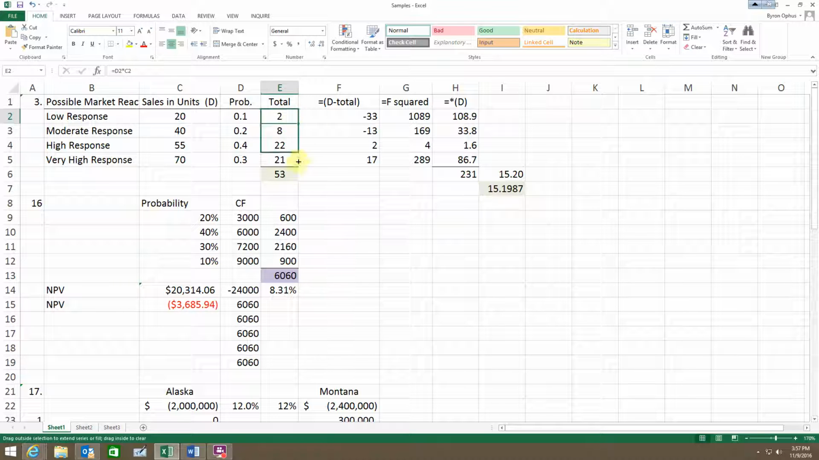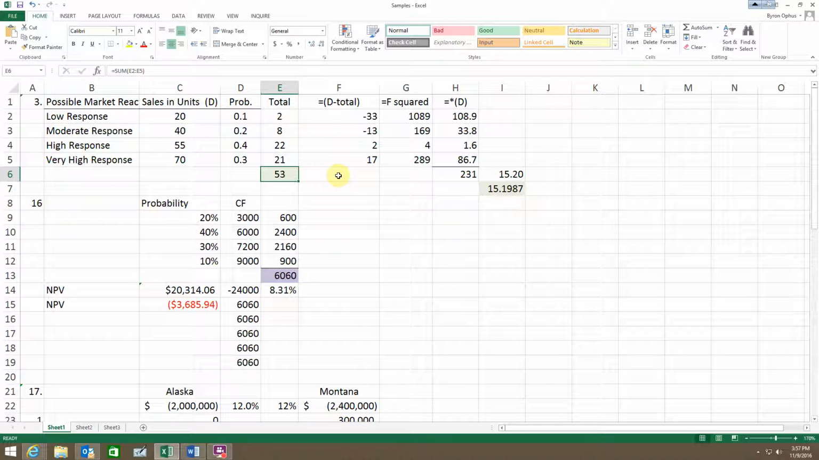It gives me that, and I run that down, and then I can sum that. Okay, get that total there. There we go. So 53. That's actually my expected sales, right? When I factor in the sales in units for each particular response, and then I add the probabilities of that response happening, it gives me my expected sales, which is also kind of my average. So now we got to go back to calculating standard deviation.